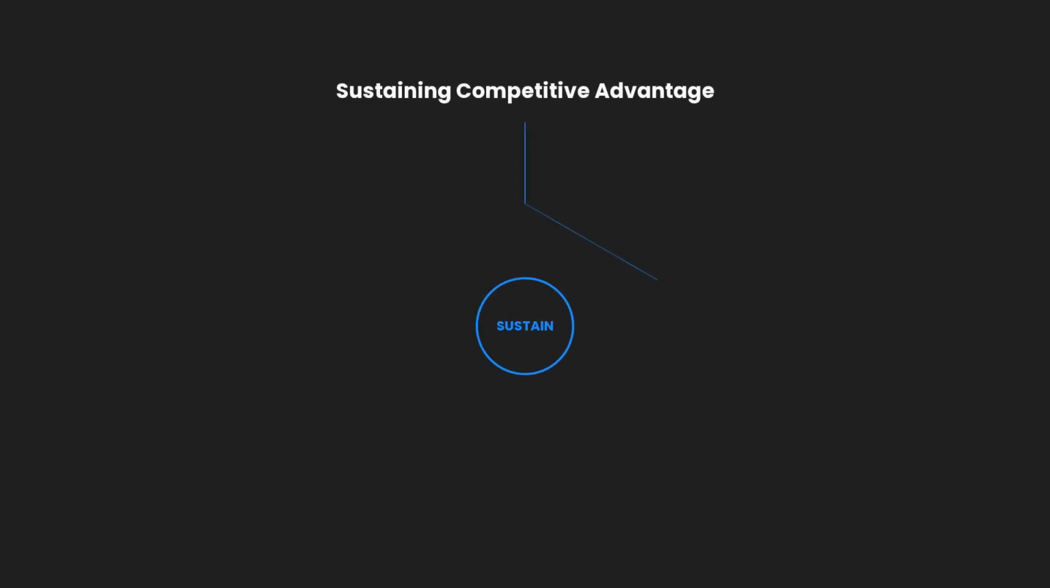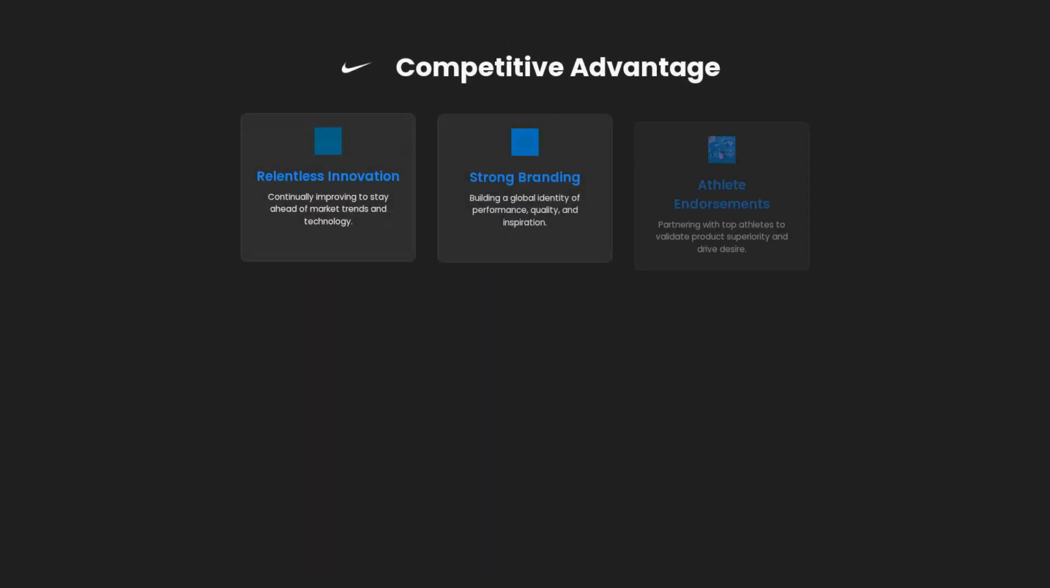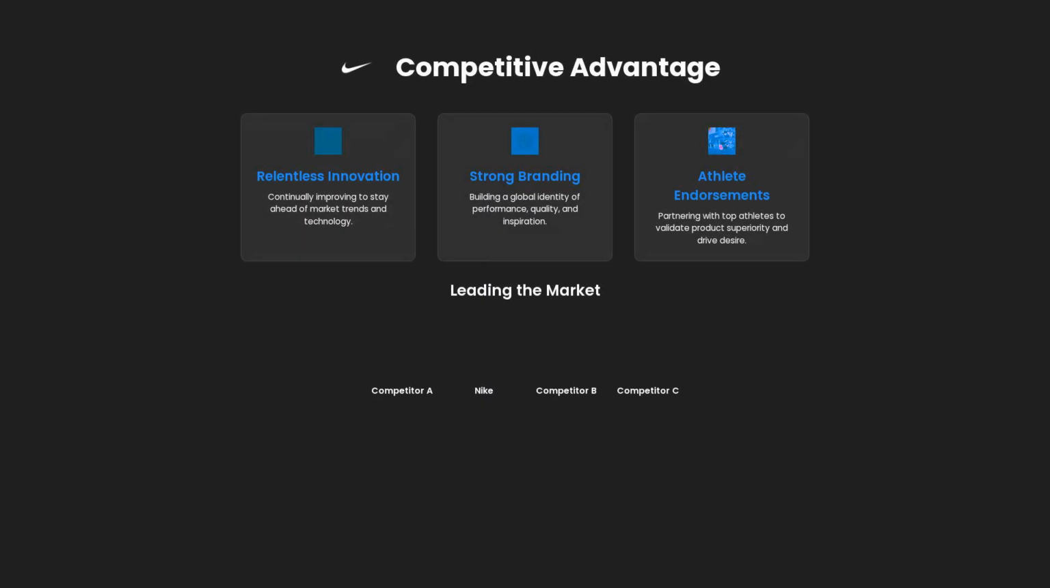Sustaining competitive advantage requires ongoing effort. This involves continually improving your strengths, staying ahead of trends, and adapting to changes in the market. For instance, Nike maintains its competitive advantage through relentless innovation, strong branding, and endorsement deals with top athletes. Even as competitors arise, Nike continues to lead through consistent performance and brand loyalty.